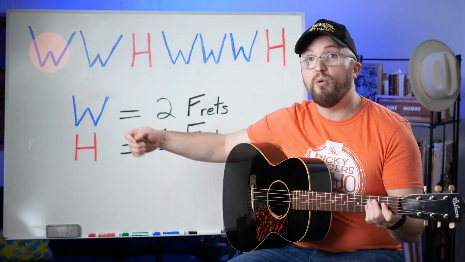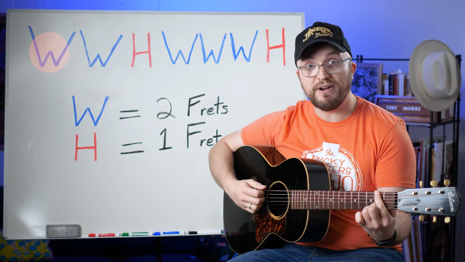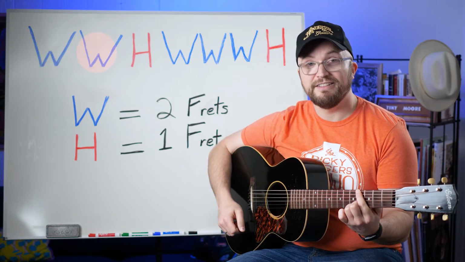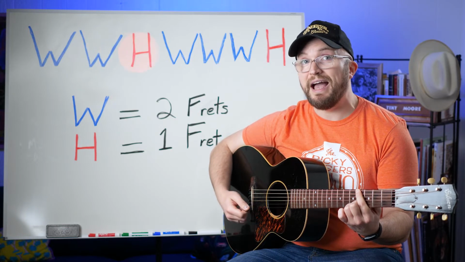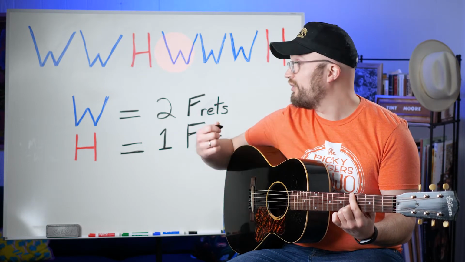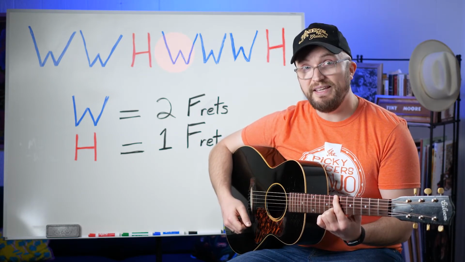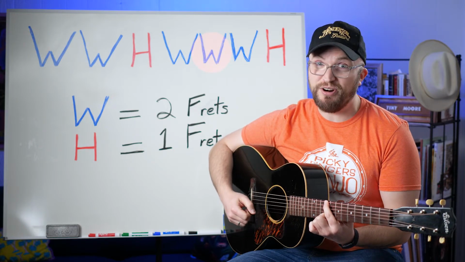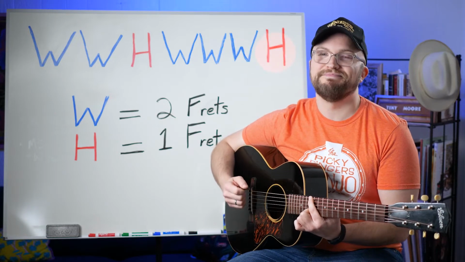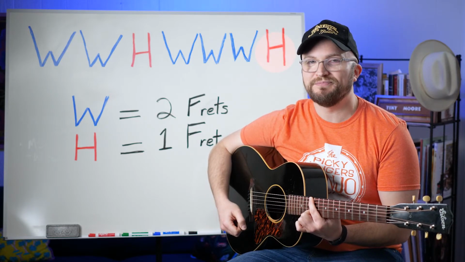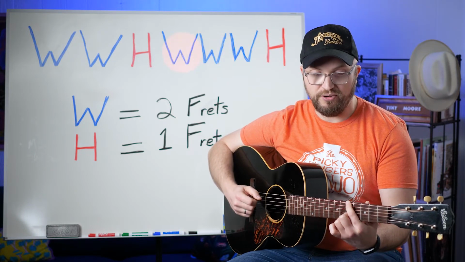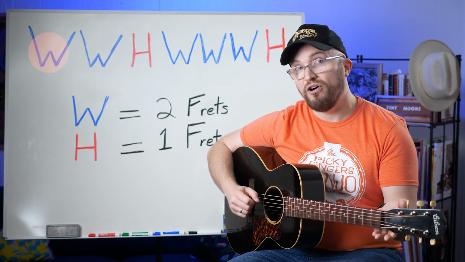We need to go up 1 whole step, so 2 frets, F sharp, up another whole step, G sharp, up a half step, so 1 fret, to A. Then we go whole step to B, whole step to C sharp, whole step to D sharp, and then a half step to bring us back home to that E note. And then back down, go a half step, whole, whole, whole, half, whole, whole.